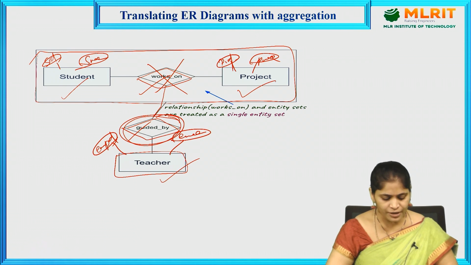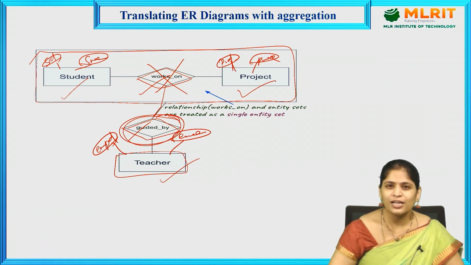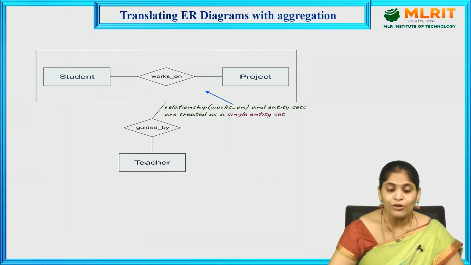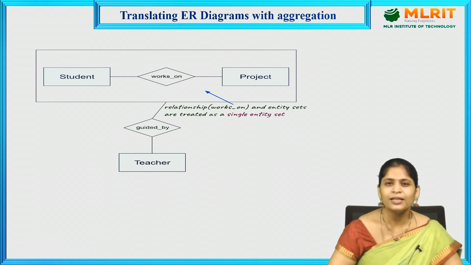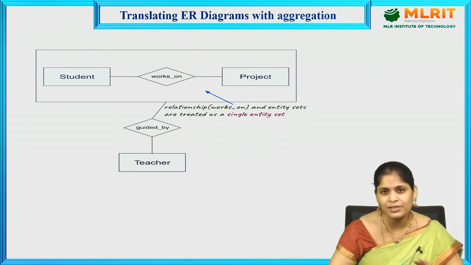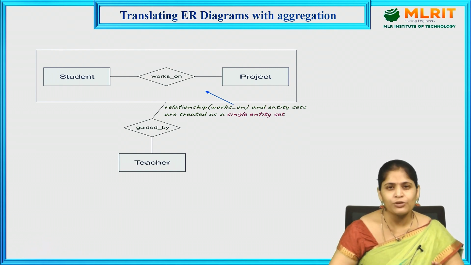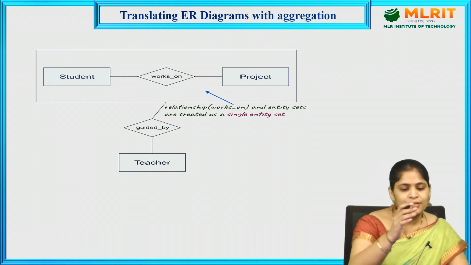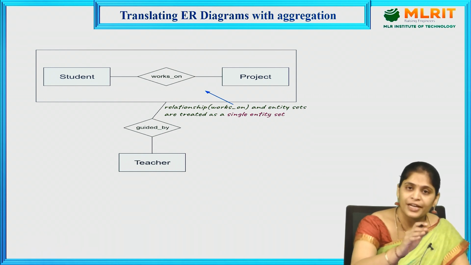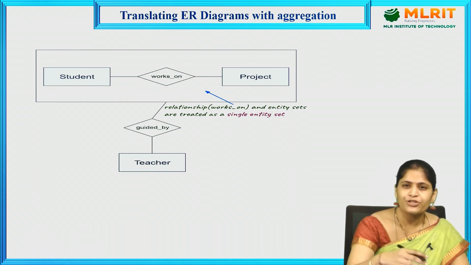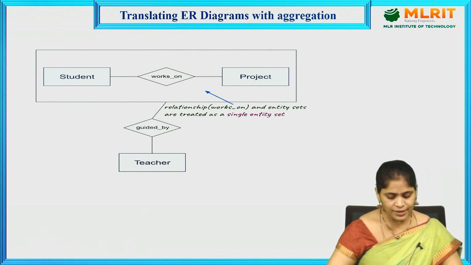So in this manner, we used to deal with logical database design. The summary of today's concept is nothing but translating ER diagrams into a set of tables. So here we are able to translate entities into tables and relationships into tables. That is the thing. Thank you.